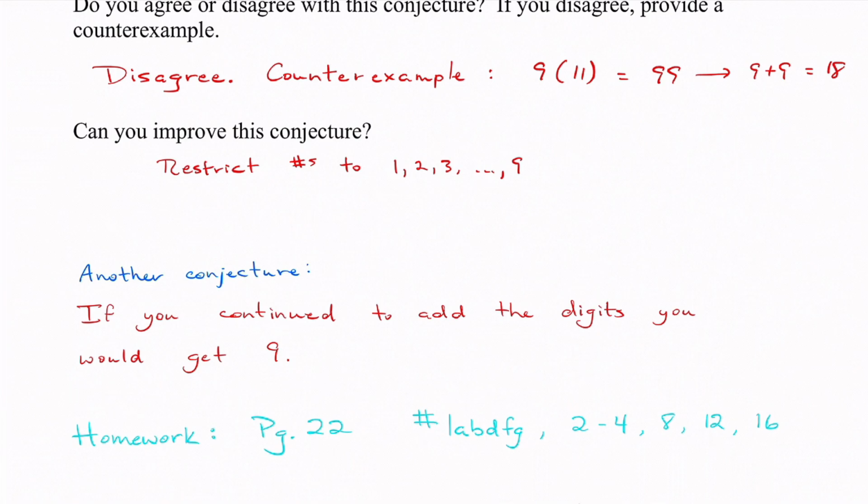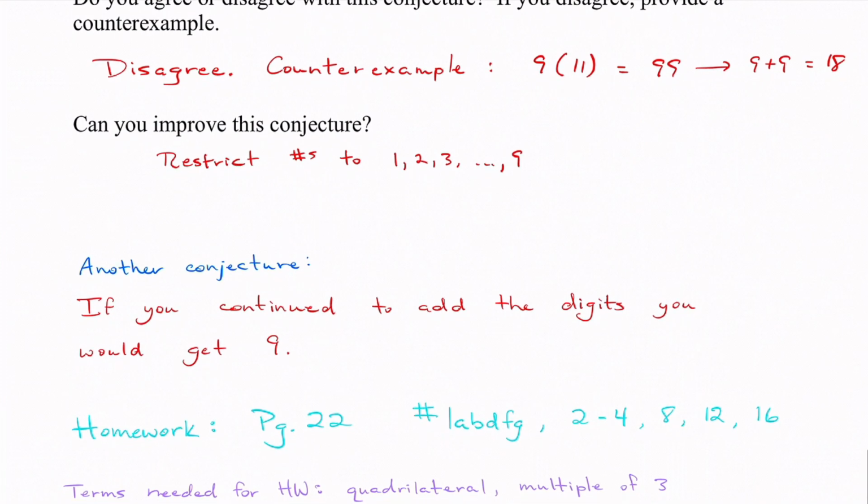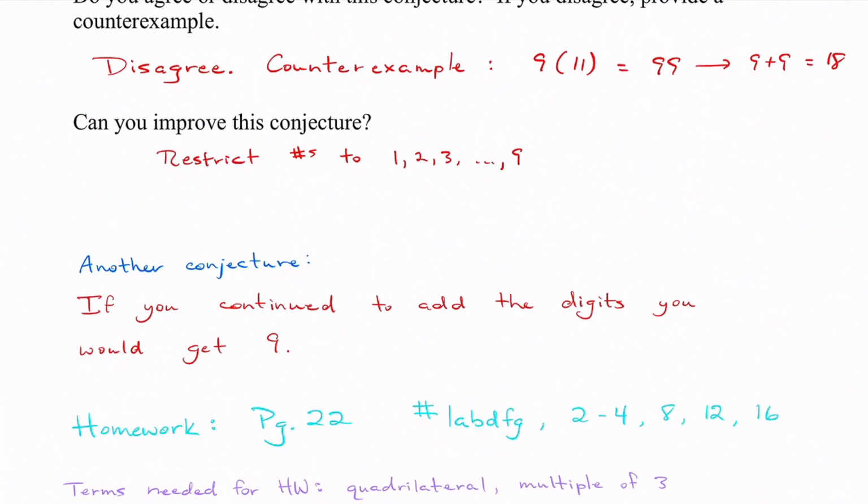And just a quick note for some terms that you're going to need to know. It says there at the bottom, so you're going to need to know what a quadrilateral is and also what multiples of 3 are. So quadrilateral, all that is any shape that has 4 straight sides. So like a rectangle, a parallelogram, a square, a kite shape, anything with 4 straight sides. And then multiple of 3, you probably know that one, but that's like 3, 6, 9, 12, okay, and so on. Anything that could be divided by 3.